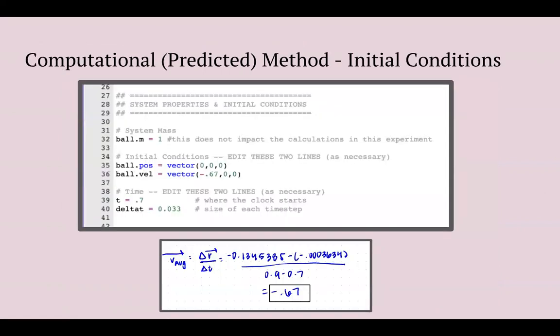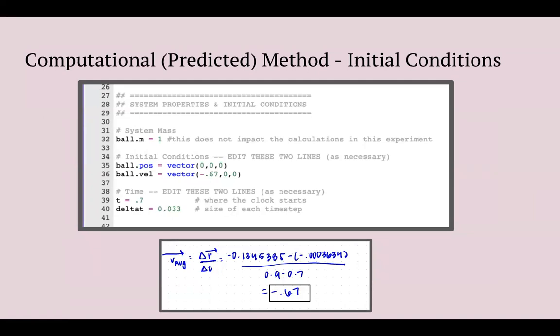Moving on to the computational method, here is an excerpt of my code that outlines the initial conditions. I left the object's mass as the default value of 1 because the mass of the object is not important for our calculations in this lab. I set the initial position to 0, 0, 0 and set the initial velocity to negative 0.6700. I obtained the initial velocity by calculating the average velocity between the first 7 frames from Tracker.